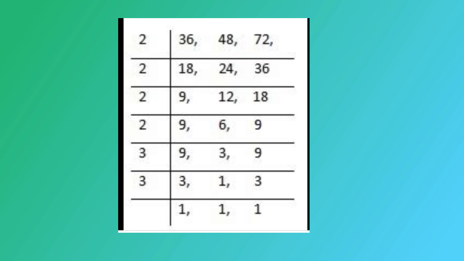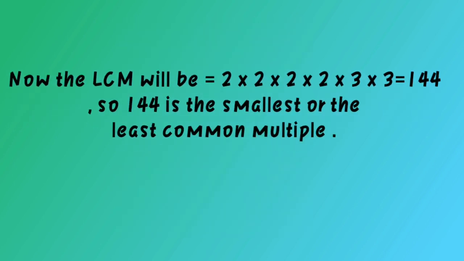Again it is divisible by 2 and the 9 will remain as it is. Now we will divide by 3, so this will become 3, 1 and 3. And finally we divide again by 3 and then it becomes 1, 1 and 1. Now the LCM will be 2 into 2 into 2 into 2 into 3 into 3 equals 144. So 144 is the smallest or least common multiple. There is no smaller multiple which is common to these three. So this was about the common division method.